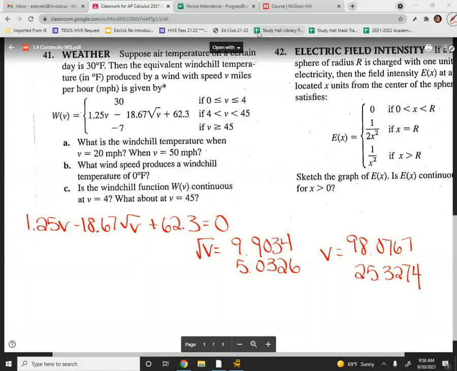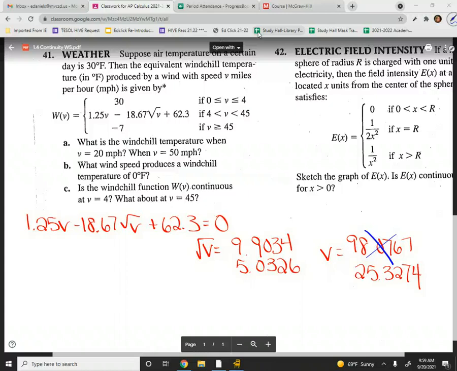Okay, but now, so many buts. The domain for v is that this middle piece only works when it's between 4 and 45. So this is out. Our final answer is when the wind speed is 25.3274 miles per hour, we'll have a 0 degree wind chill. And that's kind of where we rushed to the end. Questions on that part before we look at the last part, C?